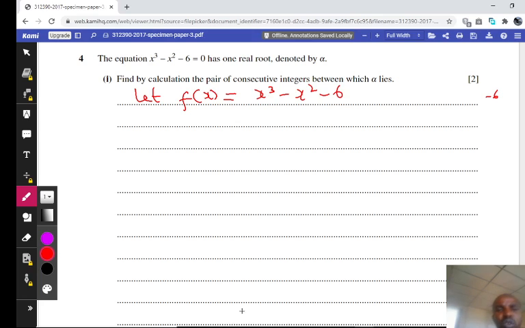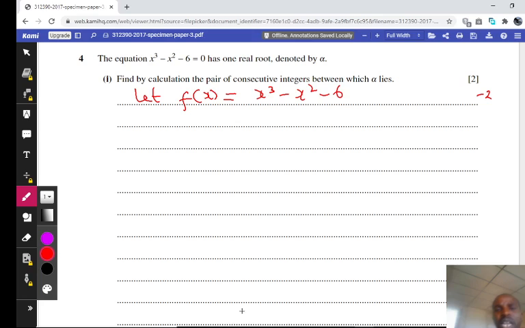Let's put f of 2. If you put 2 here, 2 cubed is 8, minus 2 squared is 4, 8 minus 4, what do you get? 4, then 4 minus 6, it's minus 2, so there's no sign change, which means let's do away with this one. So let's start at 2. We got minus 2 when f of 2, and let's try 3.